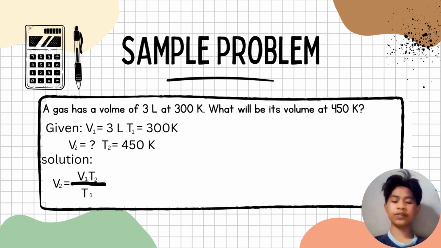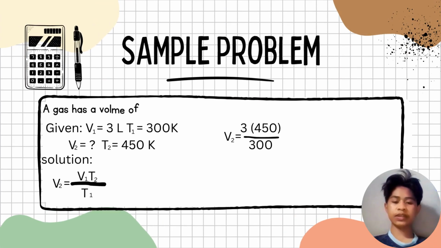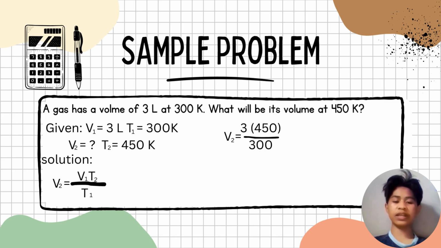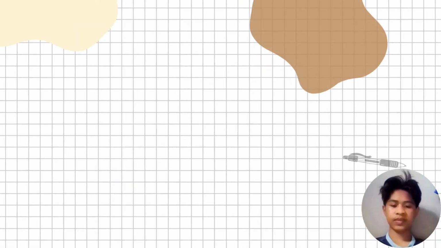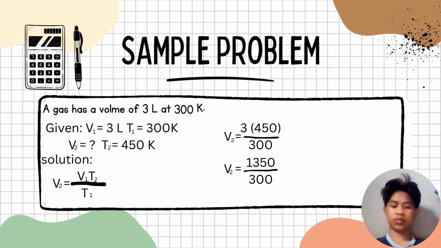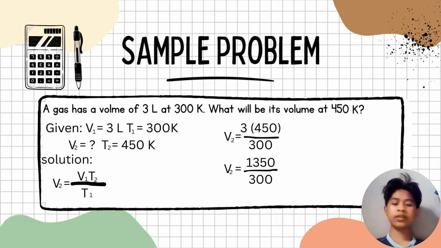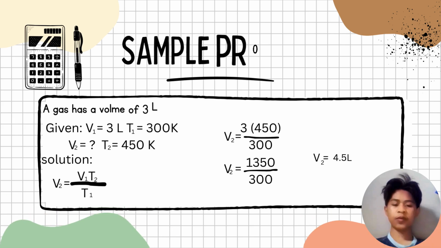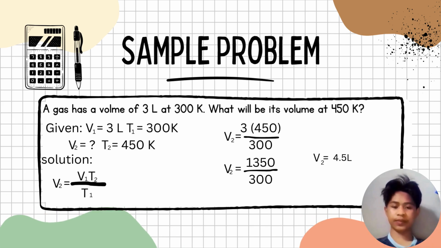First, we need to substitute the given into our solution. After substituting the given, we're left with 3 times 450 divided by 300. After multiplying 3 by 450, we get 1350. Now, we need to divide 1350 by 300. Using our calculator, we will get 4.5 liters as our V2.